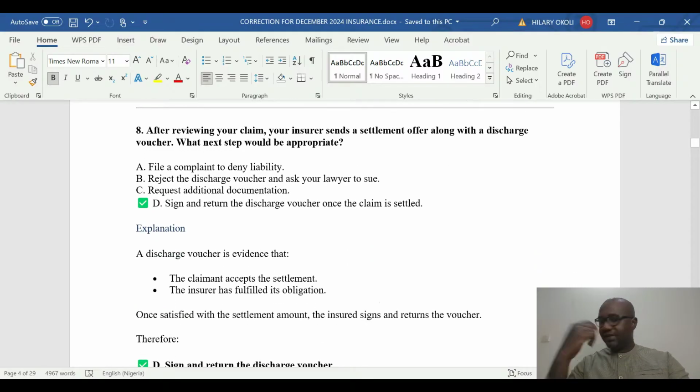So looking at the next question, it says, after reviewing your claim, your insurer sent a settlement offer along with a discharge voucher. Which next step will be appropriate? Of course, when a settlement offer is sent along with a discharge voucher, you sign and return the voucher once the claim is settled. The signing is just to acknowledge. So to explain this further, a discharge voucher is evidence that the claimant accepts the settlement. Or I agree with what's going on. I'm fine with it. The insurer has fulfilled its obligation.